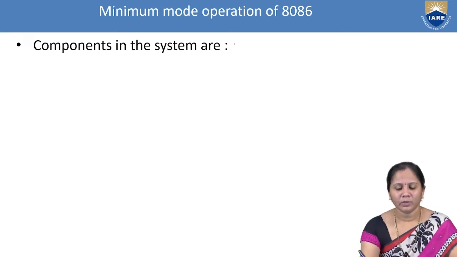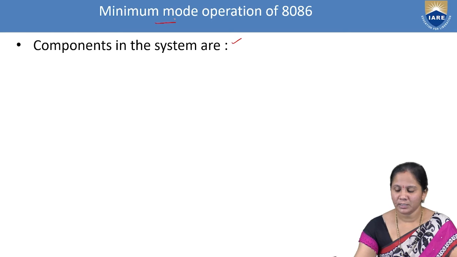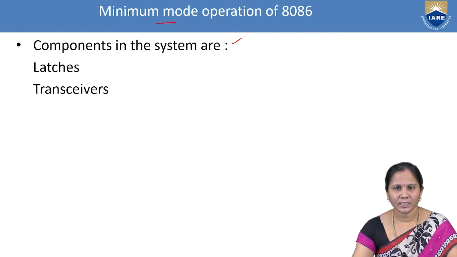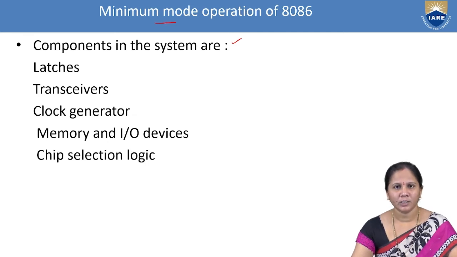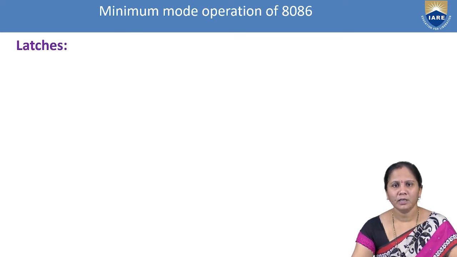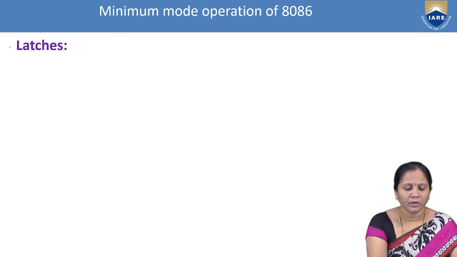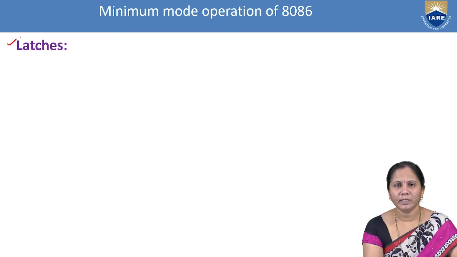Now coming to the components that are present in the system, that is the architecture, when it is operating in the minimum mode. We have different components like latches, transceivers, clock generator, memory and IO devices, and chip selection logic. We also have demuxes. All these are the important components available in the architecture of the 8086 microprocessor when it is operating in the minimum mode. Let us discuss each component in detail.